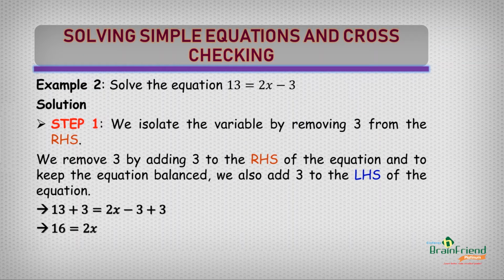Example 2. Solve the equation 13 is equal to 2x minus 3. In this example, you can see that our variable is on the right-hand side of the equation. This doesn't change how we solve our equation. Now, step 1. We isolate the variable by removing 3 from the right-hand side of the equation. Now, we do this by adding 3 to the right-hand side of the equation. And to keep the equation balanced, we also add 3 to the left-hand side of the equation. This means our equation will look like 13 plus 3 is equal to 2x minus 3 plus 3. This will give us 16 is equal to 2x.